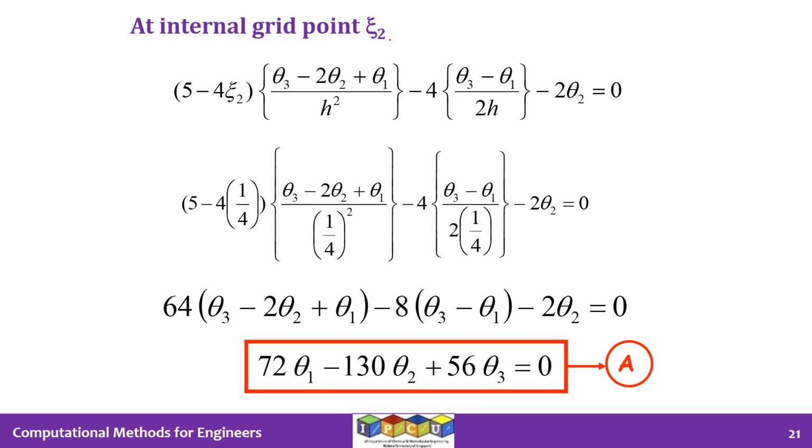So at internal grid point psi 2, what is the value of A of psi? A of psi is 5 minus 4 psi. That is what is stated in the problem. So at psi equal to psi 2, it should not surprise us that A of psi is 5 minus 4 psi 2, because we are talking about the grid point psi 2. At that point, psi is equal to psi 2, therefore this is A.